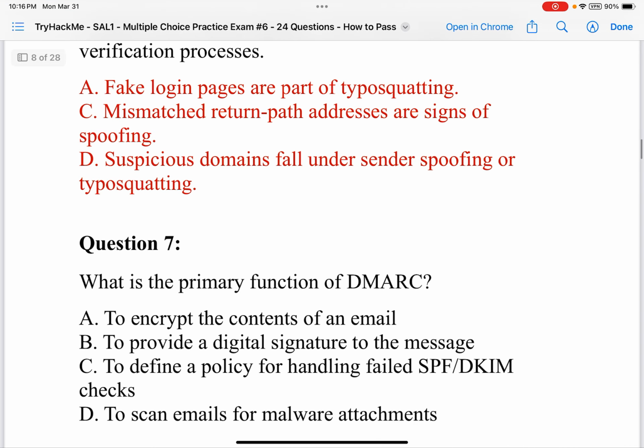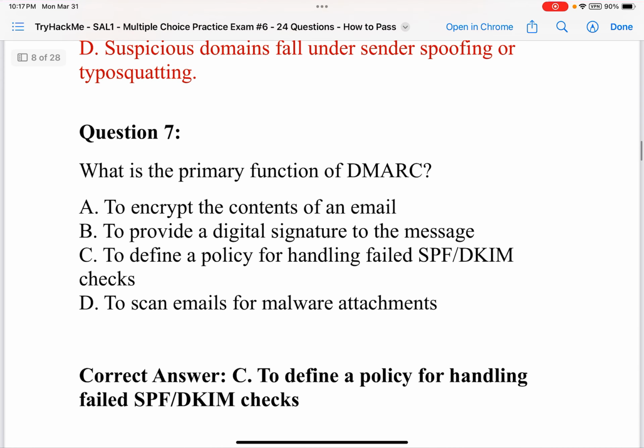Question number 7. What is the primary function of DMARC? A, to encrypt the contents of an email. B, to provide a digital signature to the message. C, to define a policy for handling failed SPF/DKIM checks. Or D, to scan emails for malware attachments. Correct answer, C, to define a policy for handling failed SPF/DKIM checks.